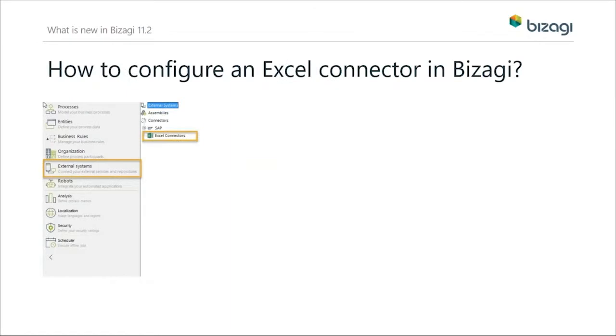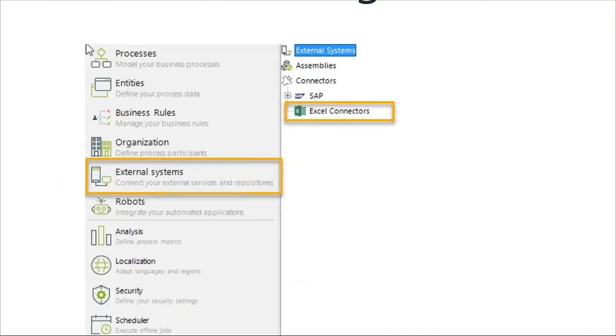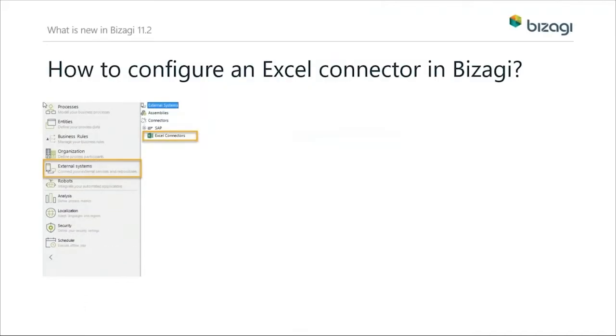In the expert view, now in the external system section, you find a new option, which is Excel connector. It looks similar to our SAP embedded connector. Remember, this Excel connector is not the connector exchange.